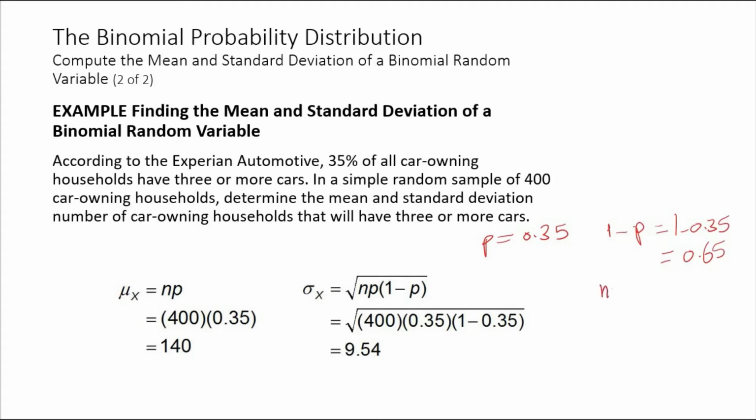Then we need n. We know that the sample size is 400, so n is equal to 400. Now we're going to use the formula. To find the expected value or the mean, we multiply n times p, which is 400 times 0.35, which gives us 140. To find the standard deviation, we take the square root of n times p times 1 minus p, which is 400 times 0.35 times 0.65. You multiply first and then take the square root. You will get this answer, 9.54. So this is how you're going to compute the mean and the standard deviation for a binomial distribution.